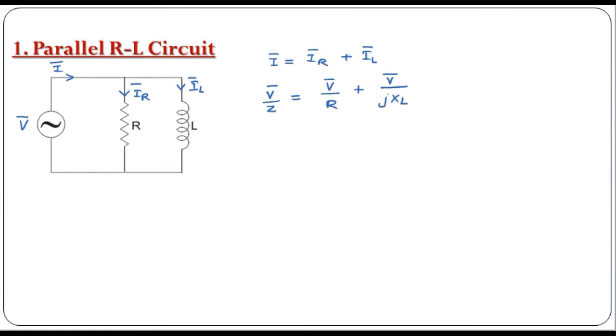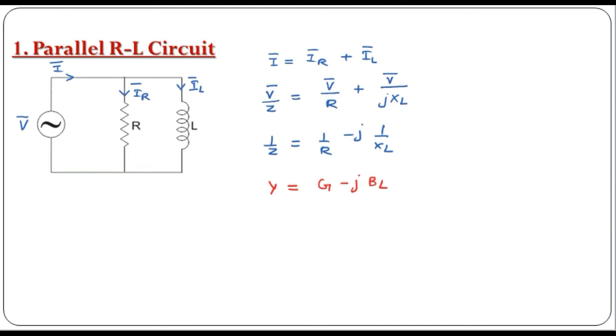Now if we simplify, that is if we take V phasor common, we are getting 1 by Z equal to 1 by R. So this j will go in the numerator, it will become minus j, equal to 1 by XL. So 1 by Z is admittance. Okay, so Z is impedance and the reciprocal of impedance is admittance, denoted by Y. Okay, and 1 by R is conductance denoted by G, minus j times 1 by XL, which is BL, the inductive susceptance.